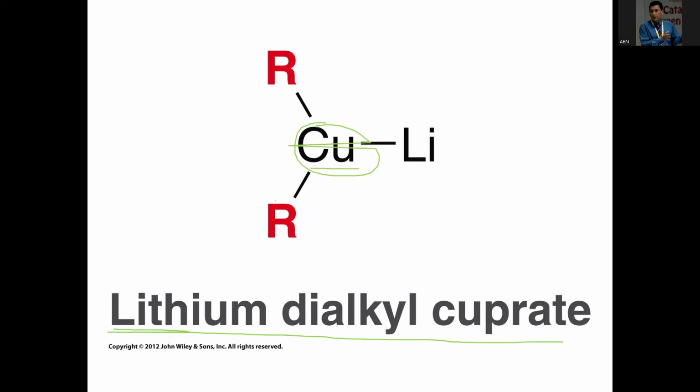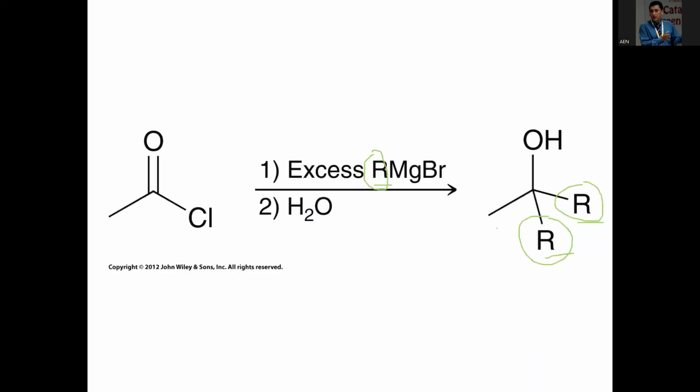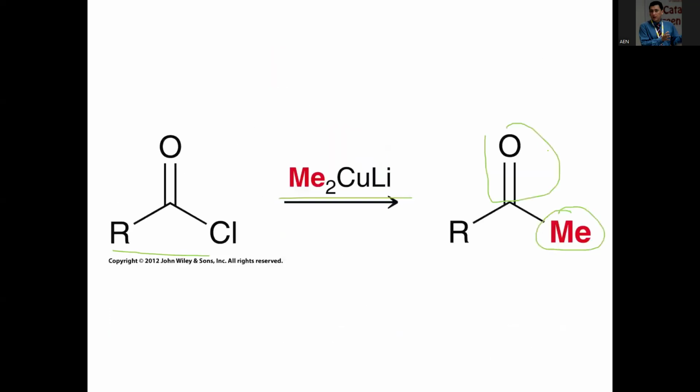So here you have 2 groups. Let's say methyl. It will be lithium dimethyl cuprate. So the cuprate will add only once. You have an acid halide with lithium dimethyl cuprate, it will give you only 1 methyl and will stop at ketone. Remember, Grignard adds twice and leads you to an alcohol. The cuprate, no. The cuprate only adds once and stays as a ketone.